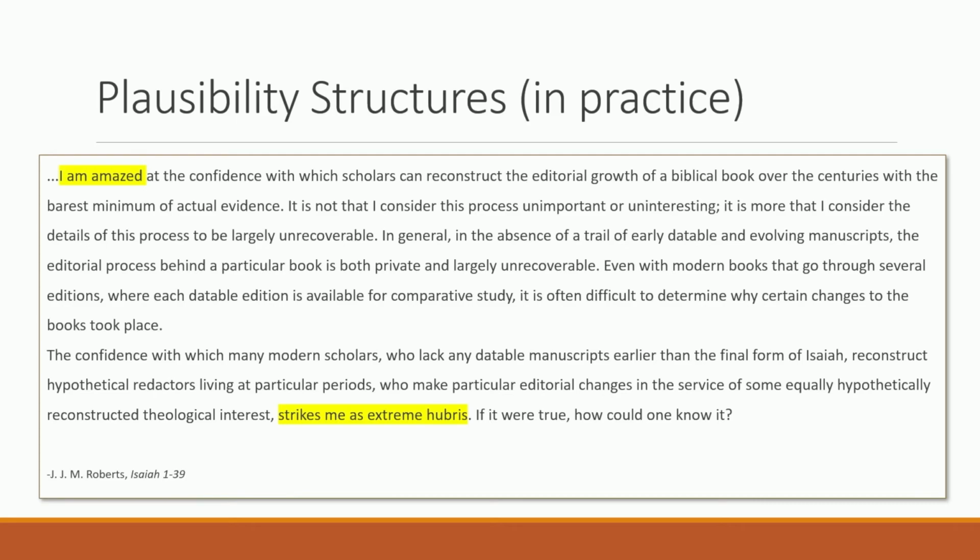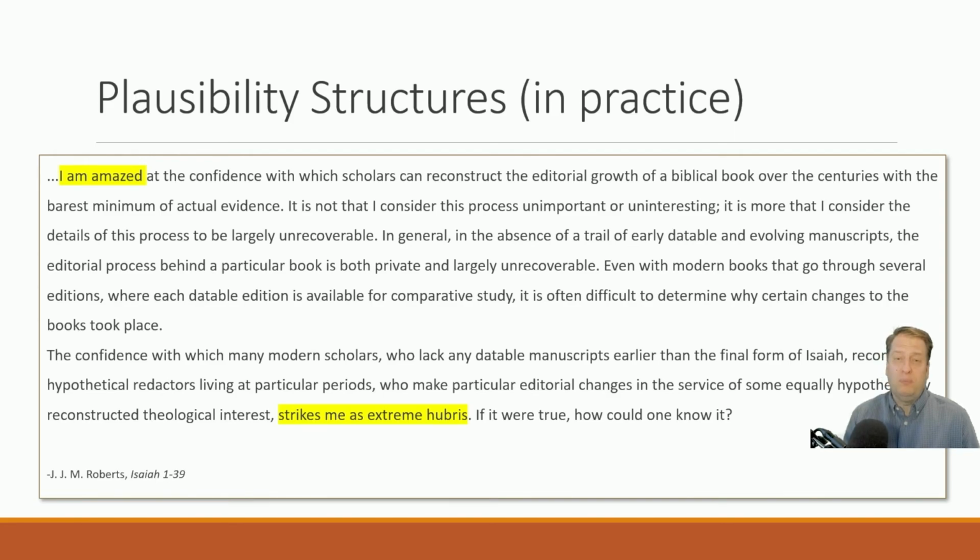Even with modern books that go through several editions, where each datable edition is available for comparative study, it is often difficult to determine why certain changes to the books took place. The confidence with which many modern scholars, who lack any datable manuscripts earlier than the final form of Isaiah, reconstruct hypothetical redactors living at particular periods, who make particular editorial changes in the service of some equally hypothetically reconstructed theological interest, strikes me as extreme hubris. If it were true, how could one know it?"